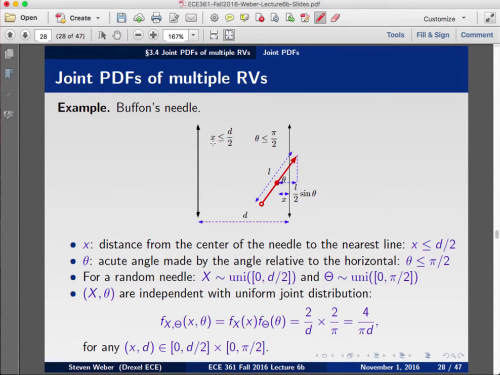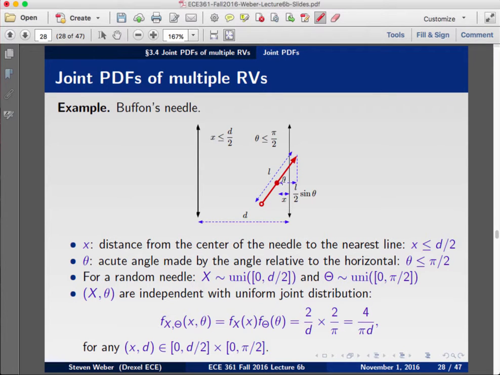They will eventually become random variables, x and theta. So x is defined as the distance from the center of the needle to the nearest floor line. A little thought shows you that that distance cannot be more than d over 2, because by definition, we're always going to the nearest floor line. So there's a distance of d, and wherever you end up, there's a distance that's less than d over 2 between the center of the needle and the nearest floor line. Okay, so in this case, this one's the nearest floor line.